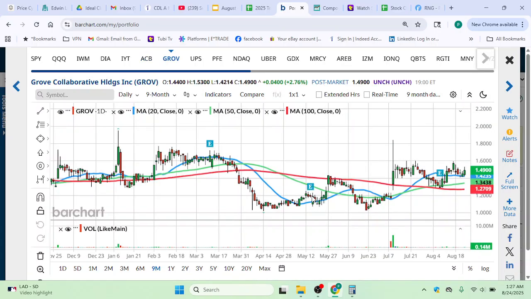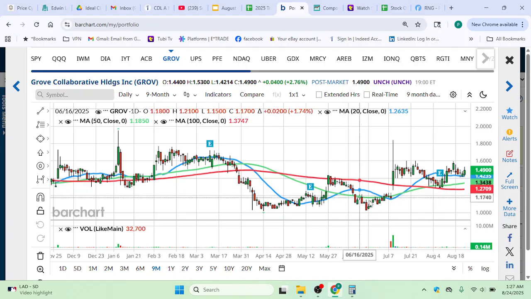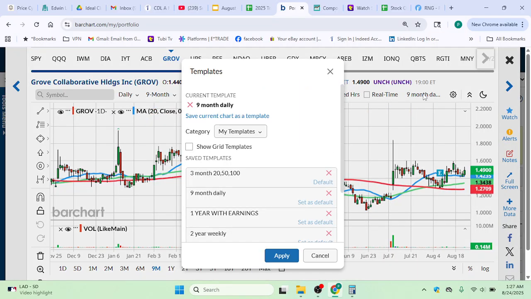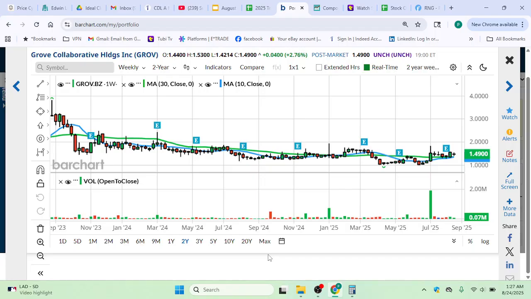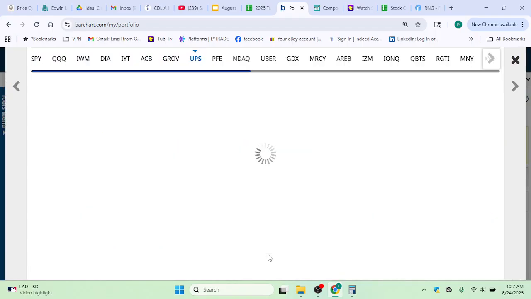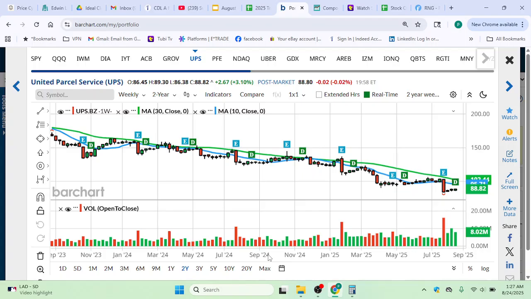Grove is still this bottoming pattern. Actually, let's look at some weekly charts. Weekly, I think, is sometimes easier to look at, but again, still a bottoming pattern. Grove, UPS is still in a downtrend.